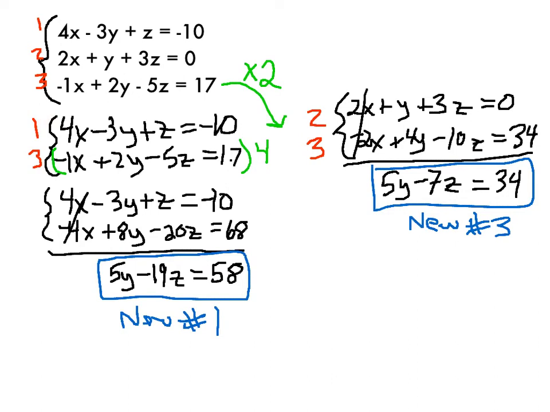So what I'm going to do now is group my new number 1 and new number 2 together. My new number 1 was 5y minus 19z equal to 58.